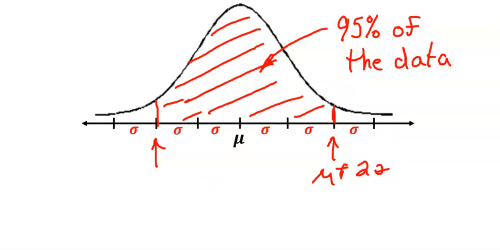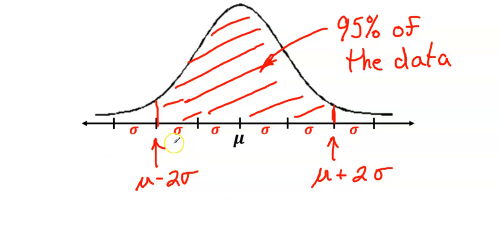Let me try that again. Let me get my eraser tool here. My pen is messing up a little bit. No problem. So this would be mu plus 2 sigma and mu minus 2 sigma.